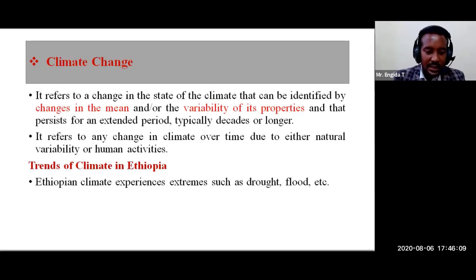So climate change refers to a change in the state or condition of the climate that can be identified by changes in the mean or average and the variability of its properties like rainfall, temperature, humidity, pressure, and so forth, that persists for an extended and long period of time, usually 3-4 decades and half a century. That change or alteration of temperature or an average increment of temperature or atmospheric condition is called climate change.